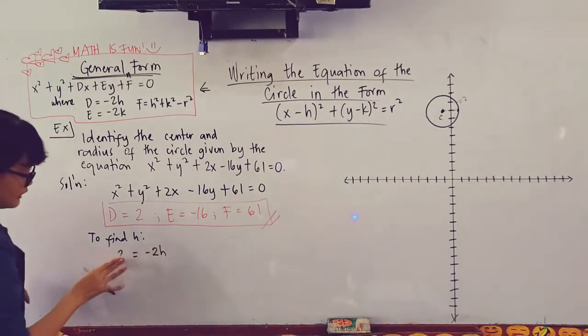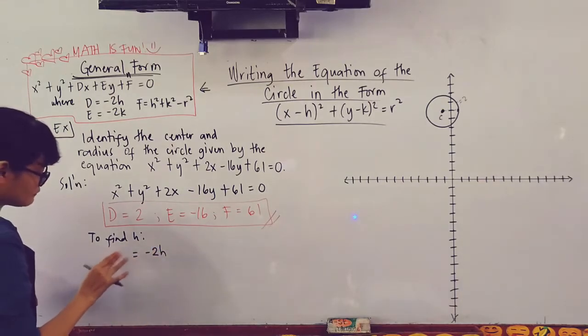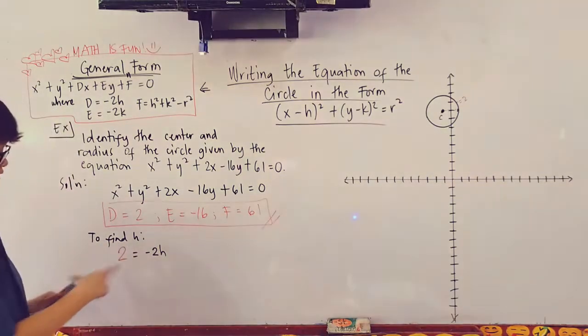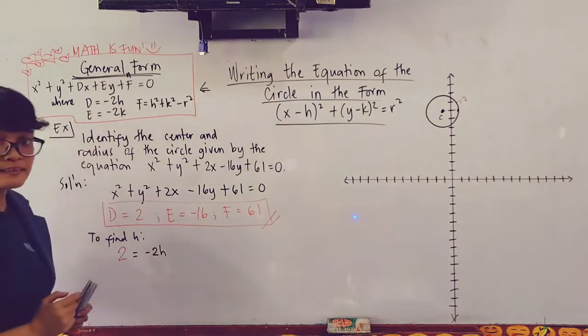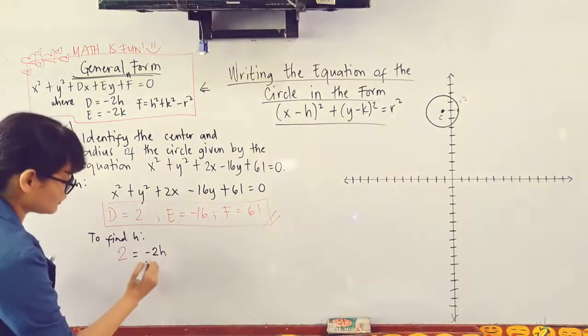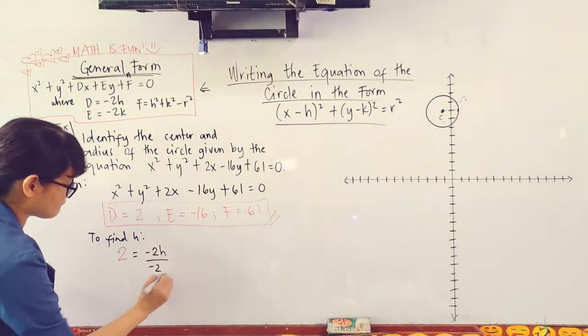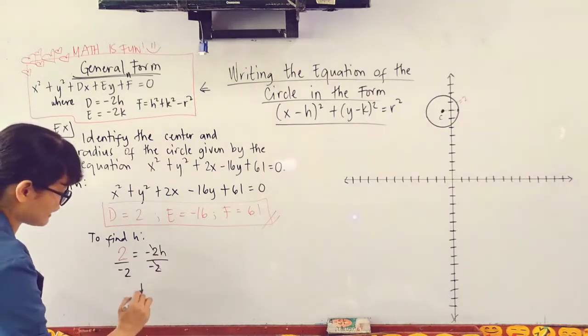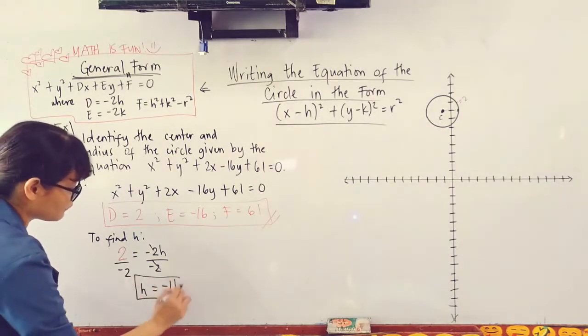Okay? And let me use another ink ng marker. Ayan, emphasizing that this is the value of d. Next, we're looking for the value of h. So simply divide it by negative 2, divided by negative 2. Cancel this one out, then there you have it. H is equal to negative 1.